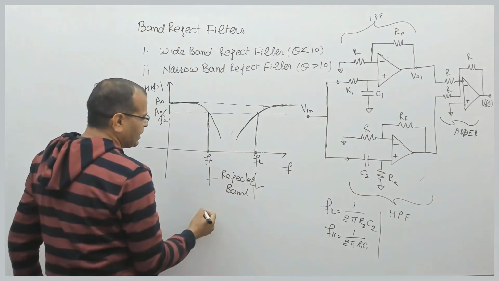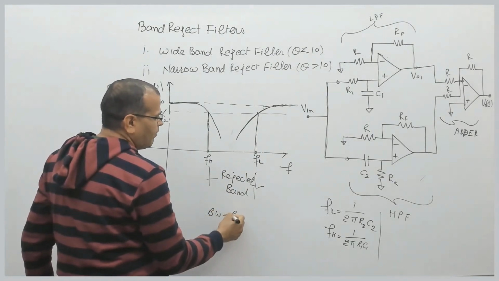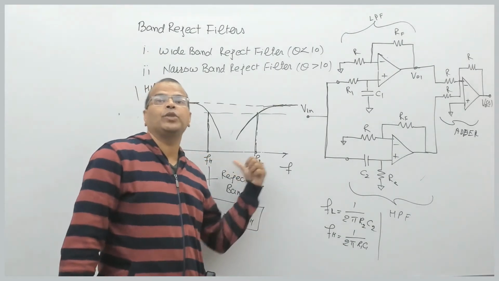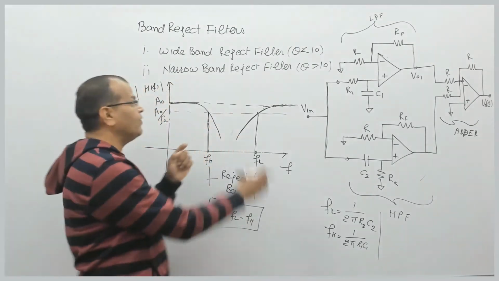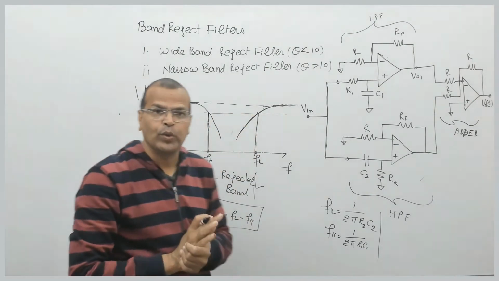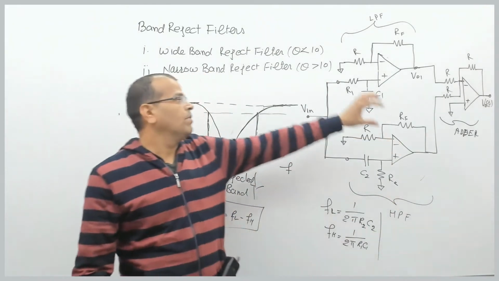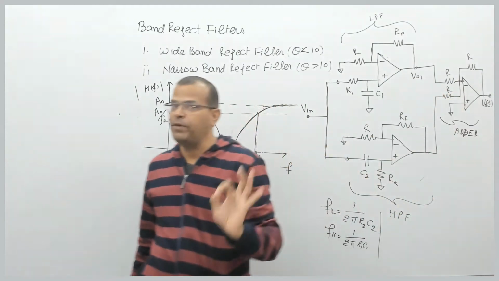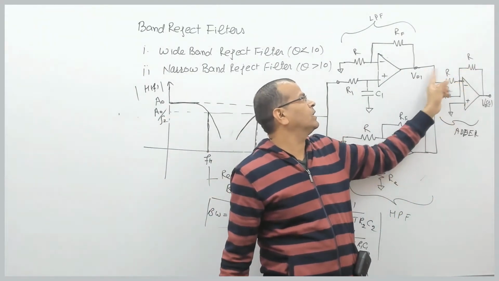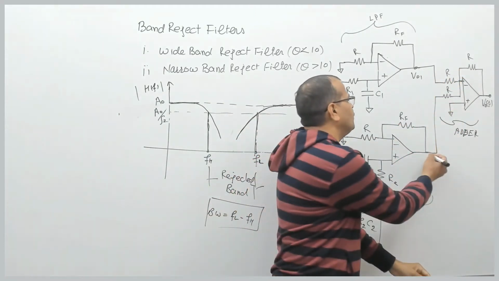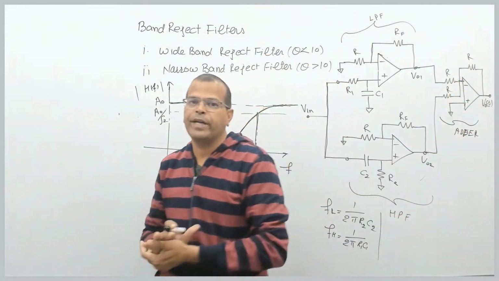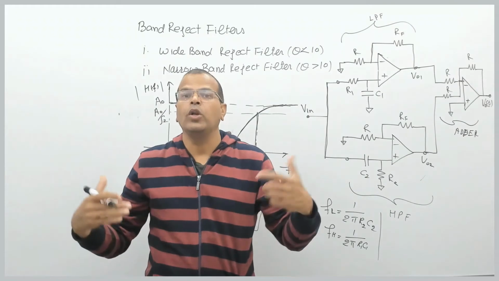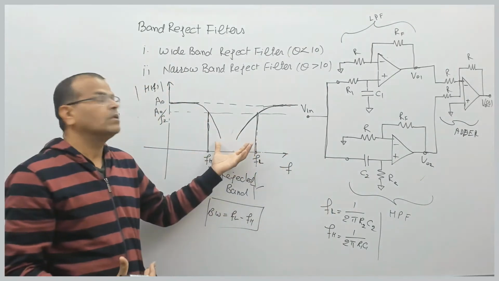So the bandwidth which is being rejected is FL minus FH, right? So it will be rejecting the frequencies from FH to FL, where the gain of the filter is less than A0 by root 2. That means I can implement a band reject filter by using a low pass stage and a high pass stage, both connected at the input of a simple inverting amplifier with a gain of unity, R by R. With respect to this, the gain is again R by R, that is 1, right? So this is how we can implement a wide band reject filter using a low pass filter and a high pass filter. That gives me the desired frequency response.